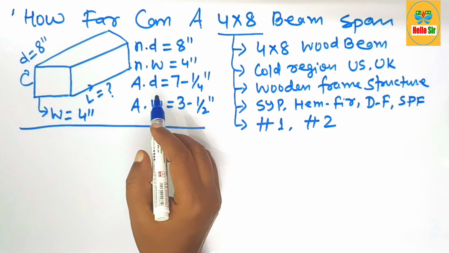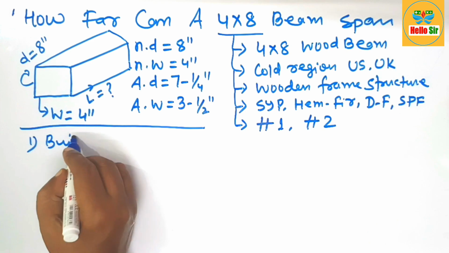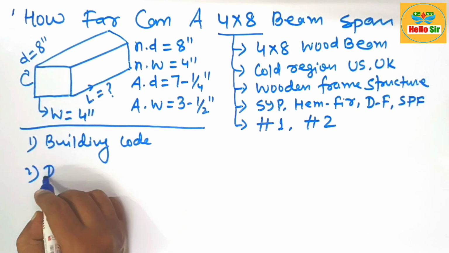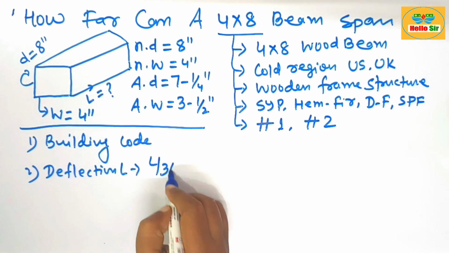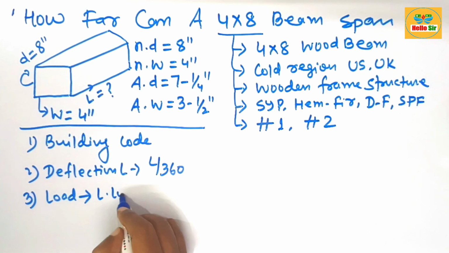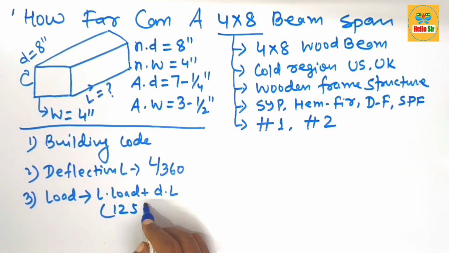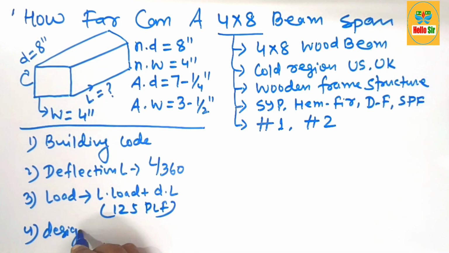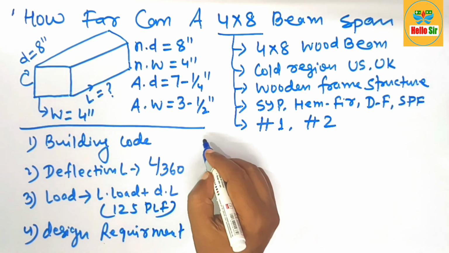The span of a beam depends on many factors, like the building code in your area, the deflection limit, that is L by 360, and the load, which consists of live load and dead load of a structure, about 125 pounds per linear foot. And the fourth one is design requirement. These are the factors which decide the maximum span of a wood beam.